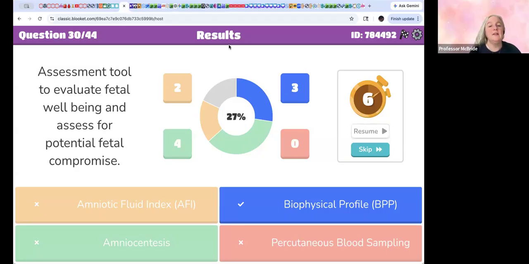Not quite. So I think, Daisha, you're thinking of a contraction stress test. And with a contraction stress test, we can give oxytocin and make her have contractions and see how the baby tolerates those contractions to see if we see late decelerations. The biophysical profile is different.